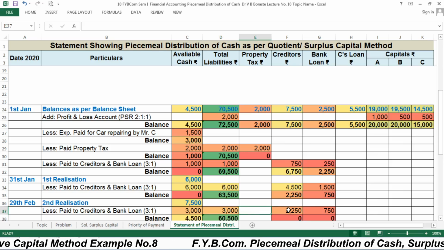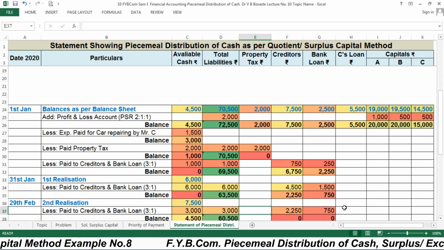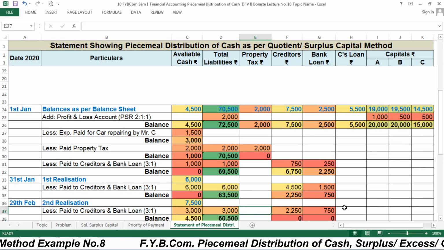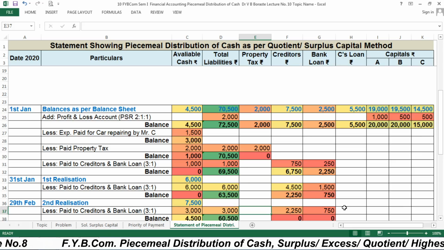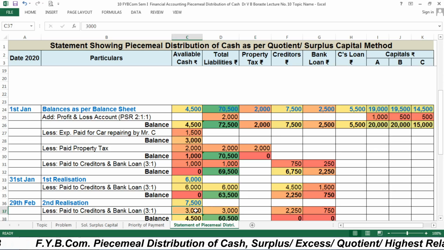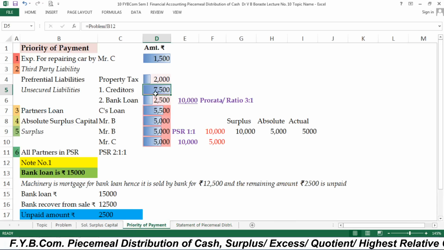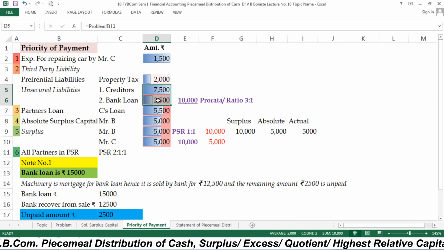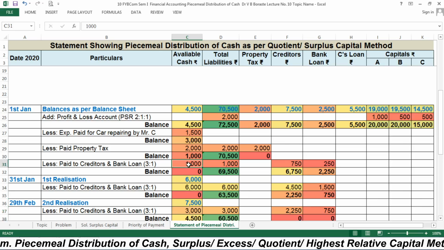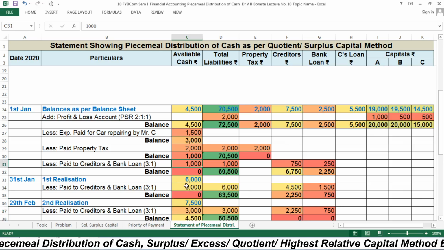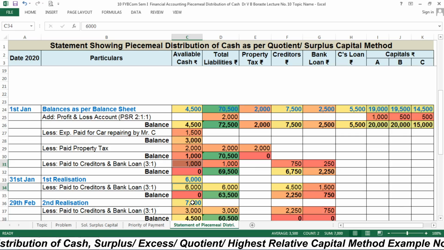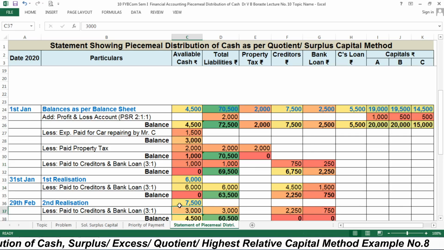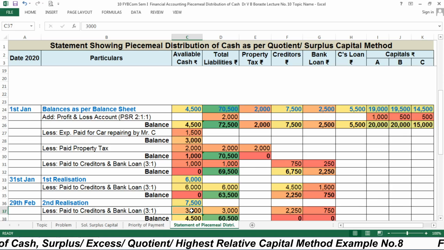Creditors will get 2,250 and bank loan will receive 750. That is, 3,000 amount will be received by creditors and bank loan. After the payment of 3,000, it simply means we have paid 10,000 to the creditors and bank loan. So 1,000 on the 1st January, after that 6,000 on 31st, then we have paid the amount of rupees 3,000. That means total amount 10,000 is being paid to the creditors and bank loan.